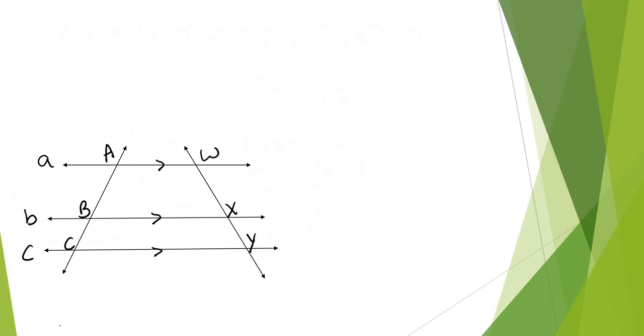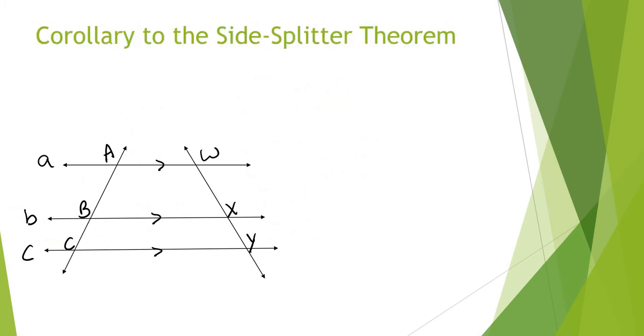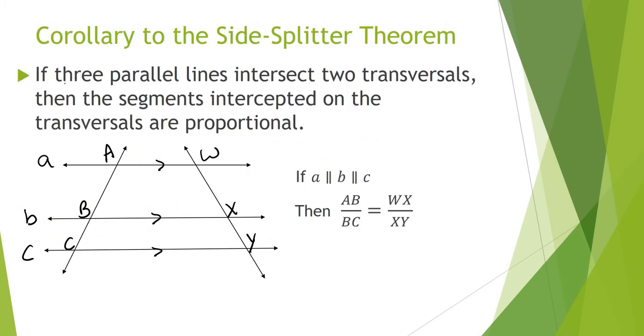Now, a corollary of the side splitter theorem says that if three parallel lines intersect two transversals, so kind of like a triangle being intersected, but it's three parallel lines and two transversals, then the segments intercepted on the transversals are proportional. So A is parallel to B is parallel to C. Therefore, AB over BC is proportional to WX over XY.